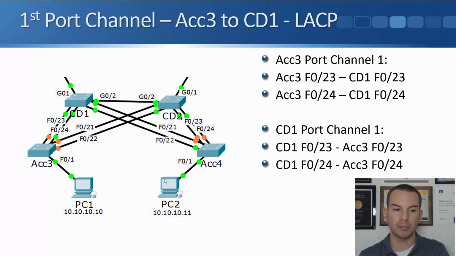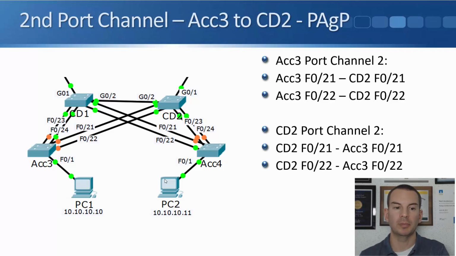The first port channel I'll do from access 3 to CD1, and I'll use LACP for that. It's going to be on interfaces on access 3, fast 0/23 and 24, and it's the same on the CD1 side as well. I'll be configuring them with the same matching configuration. I'll then do the port channel from access 3 to CD2, and I'll use PAgP for this one.